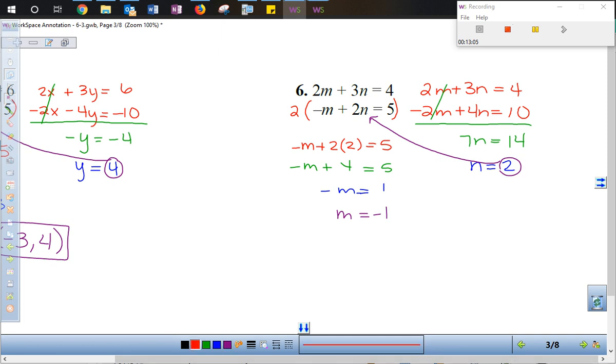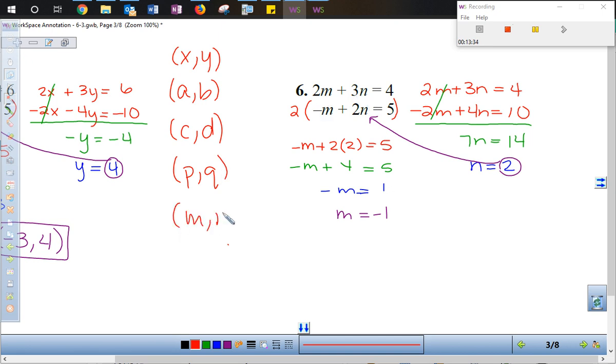Now, to determine your final answer here, to write it as an ordered pair, it's a lot easier when it's x's and y's, but this is m's and n's. So, to write your answer, you need to write it in alphabetical order. x comma y is in alphabetical order. If you were working with A's and B's, it would be A comma B, or C comma D, or P comma Q. Since we're dealing with M's and N's, it's going to be M comma N. So I want negative 1 comma 2.